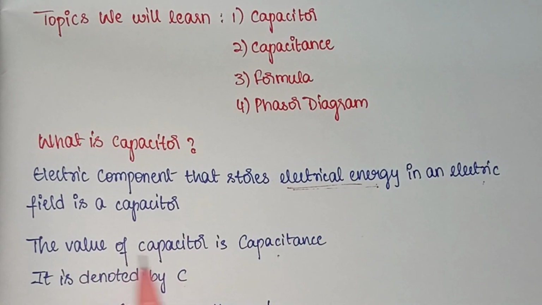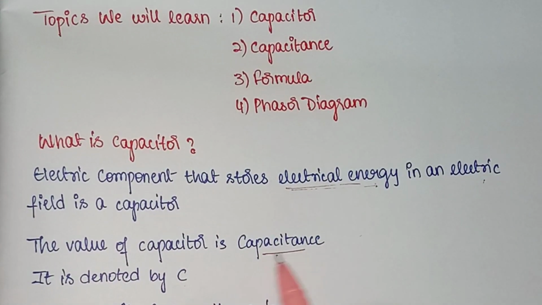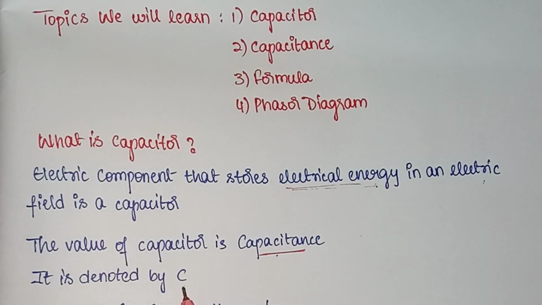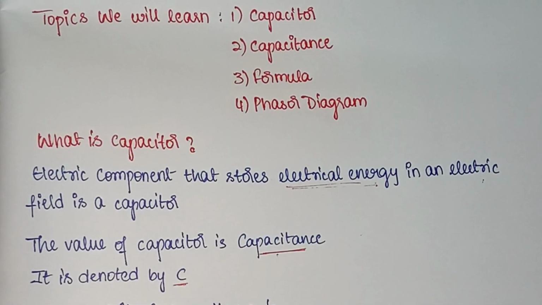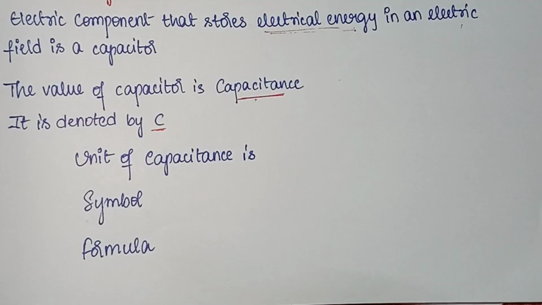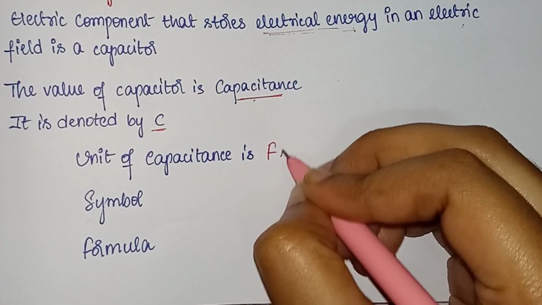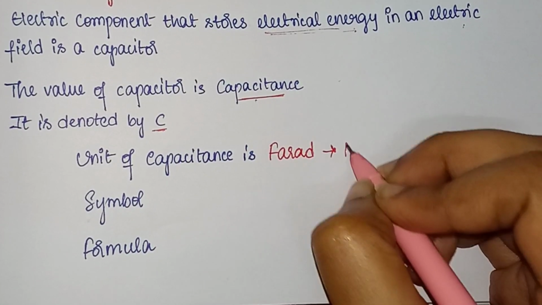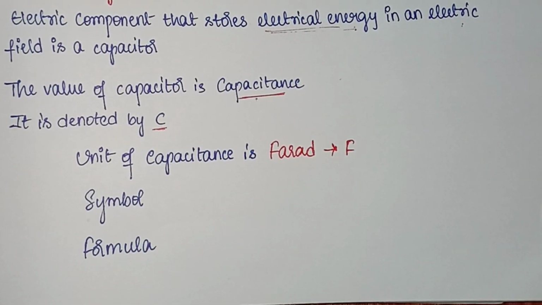And what is the value of a capacitor? The value of a capacitor is capacitance, and this capacitance is denoted by letter C. This is the basic idea of the definition that we need to have. Now, let us see what is the unit of this capacitance. The unit of capacitance is Farad, F-A-R-A-D, and this Farad is denoted by letter F.